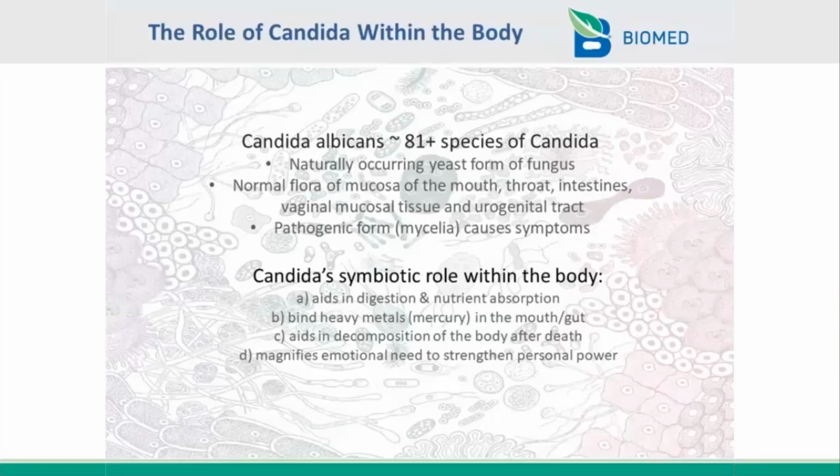Candida does have that symbiotic role within the body, and so things that it helps with is aids in digestion and nutrient absorption. It binds heavy metals, specifically mercury, in the mouth and the gut, or so in the intestinal tract, and protects the tissues of that from mercury. It aids in decomposition of the body after death. It also aids in eating decomposing food and the fermented foods also within the body. And when we talk from the emotional perspective, because Angela and I always talk at least at some point about the emotional perspective, it helps to magnify this need for strengthening personal power.